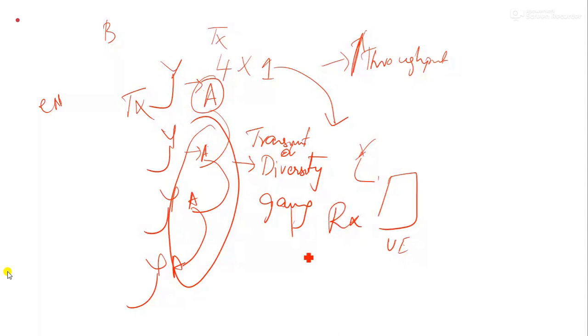Multiplexing gain means increasing the overall throughput of the network. Let's say I don't have an equal number of antennas. Let's say the eNodeB has two antennas at the transmitter and the UE has one antenna. What do we call this?